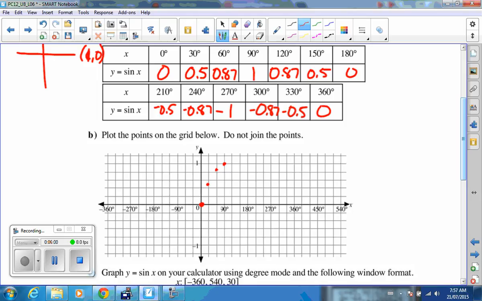That's 1. 0.87, 0.5, 0, negative 0.5, negative 0.87, negative 1, negative 0.87, negative 0.5, 0. And that looks like a pretty nice little thing right there. There's my graph.